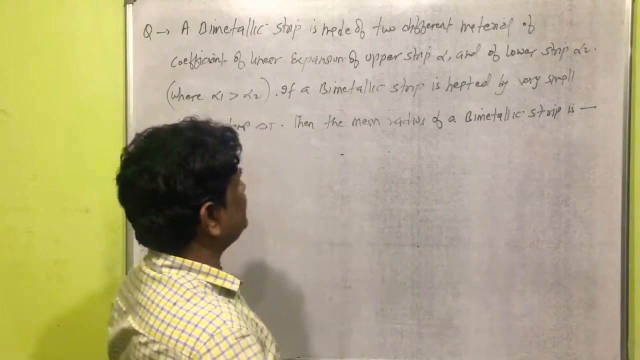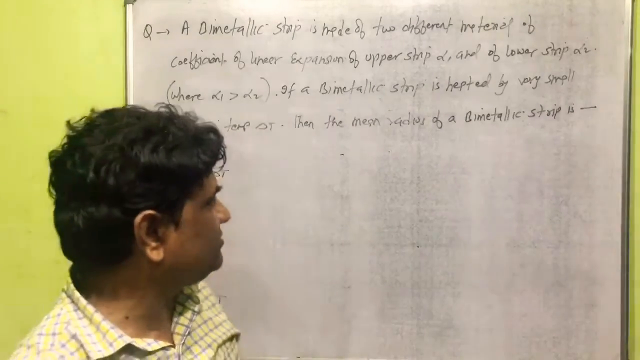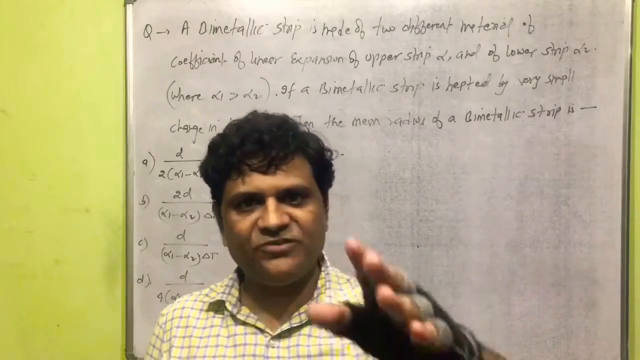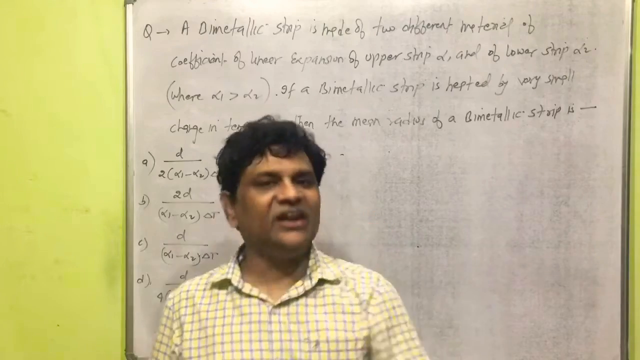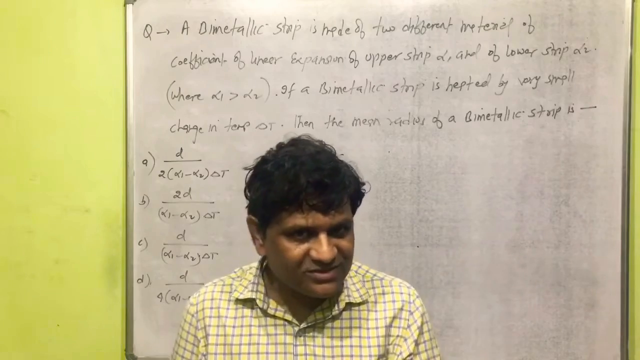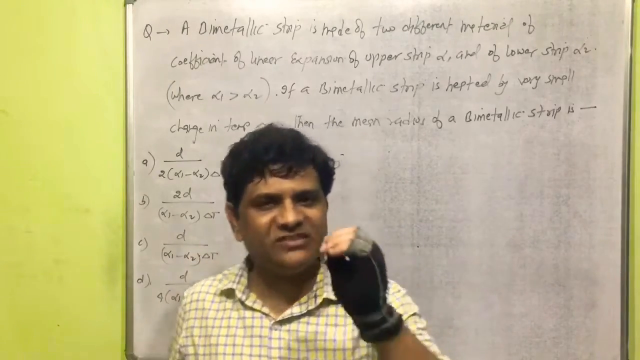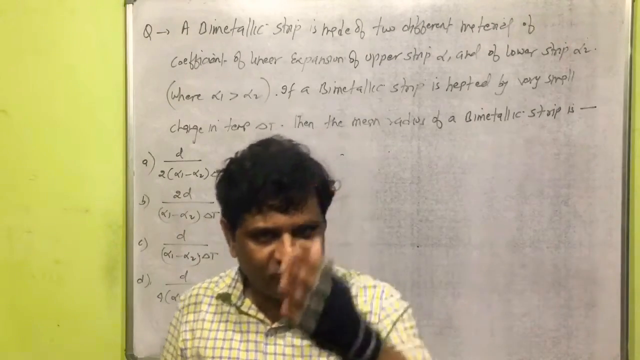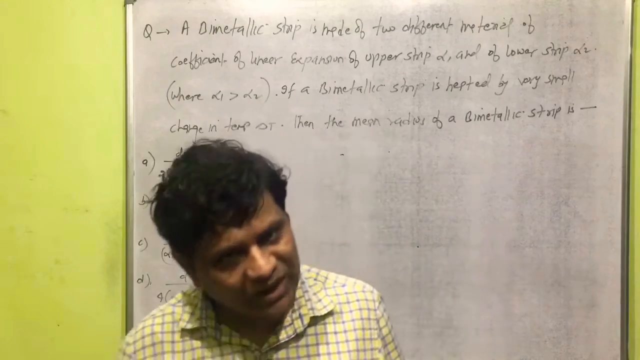From the question, a bimetallic strip is heated by a very small change in temperature. It must be clear here: if change in temperature is small, change in length will also be small. What does it mean? If change in length of upper strip and the lower strip is small, then we can say L1 will be nearly equal to L2, which will become equal to L naught.